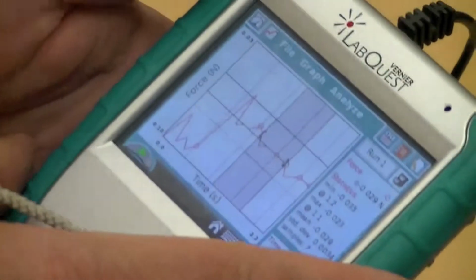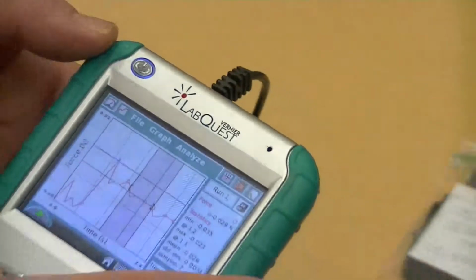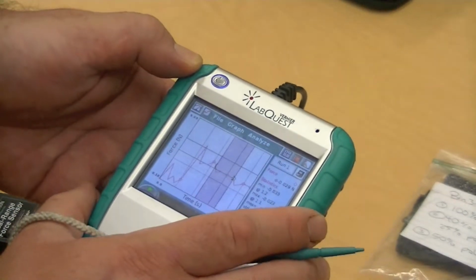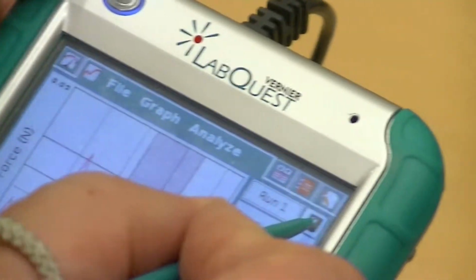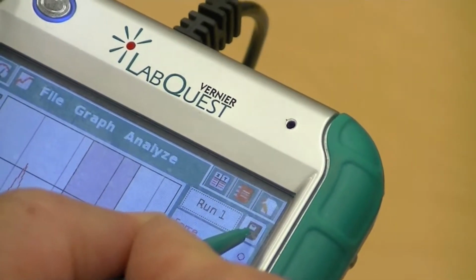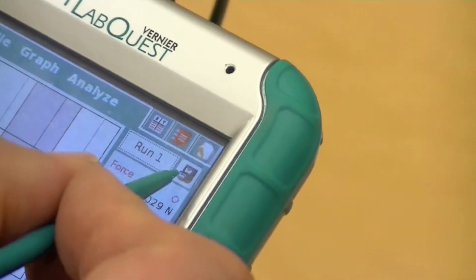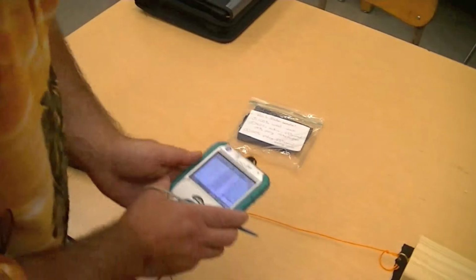Now I'm going to do the third trial. Every third trial I'm going to capture, and I'm going to put it right here in this filing cabinet. At the end, it's going to store all 3 of those, and I'm going to print off 3 line graphs. Here's my last and final trial.